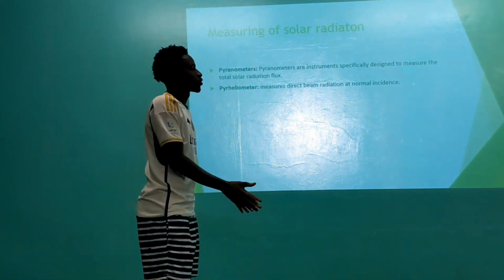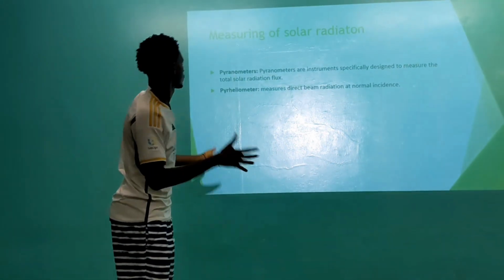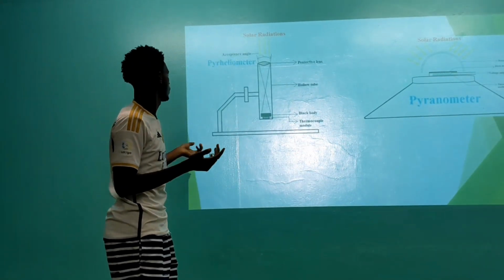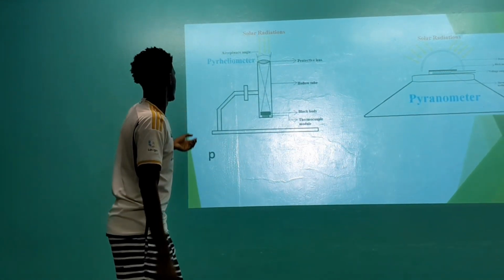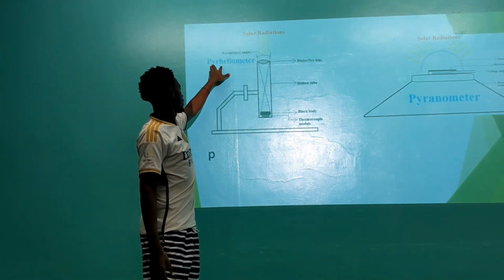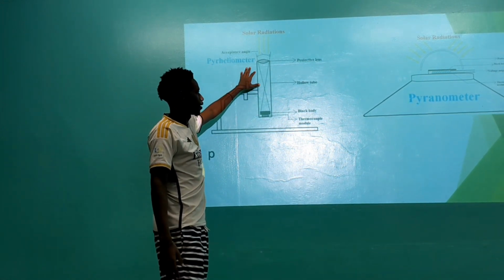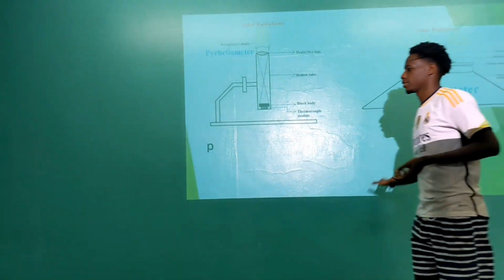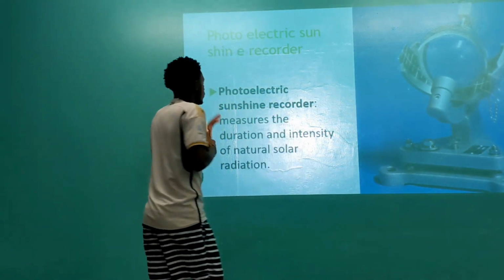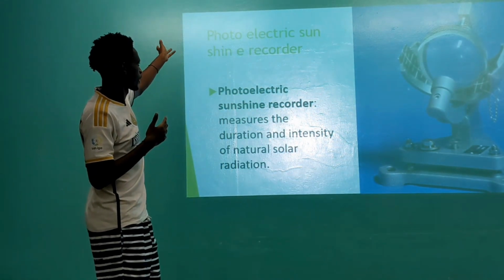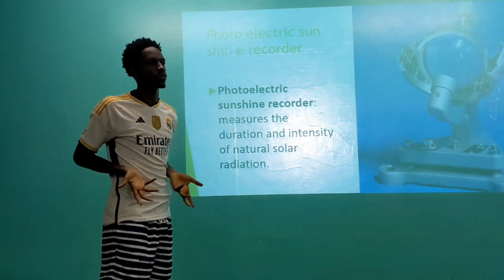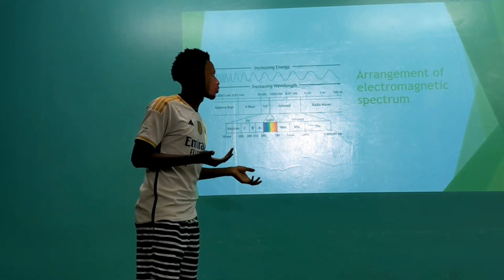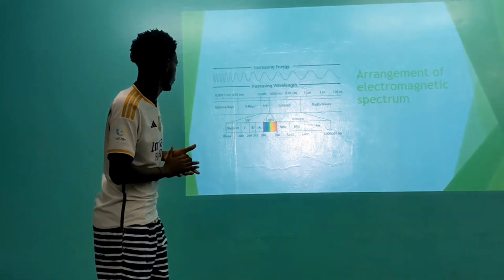Next slide. Also, our group discussed measuring solar radiation, how we can measure it. We can use a pyrheliometer, and also what we call a pyranometer. Next slide. And the last is the photoelectric sunshine recorder, or sunshine recorder. Next slide. And also we have seen the arrangement of the electromagnetic spectrum.